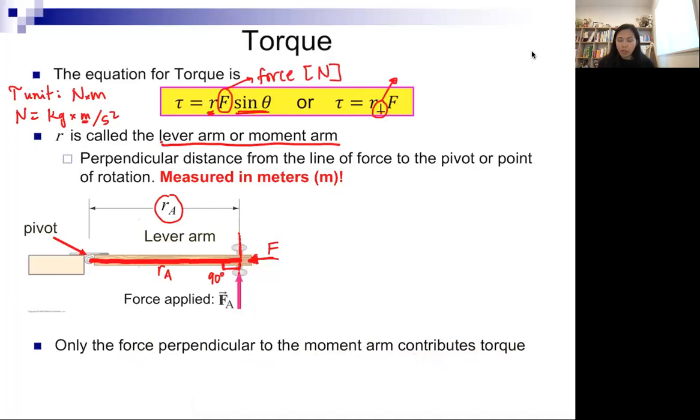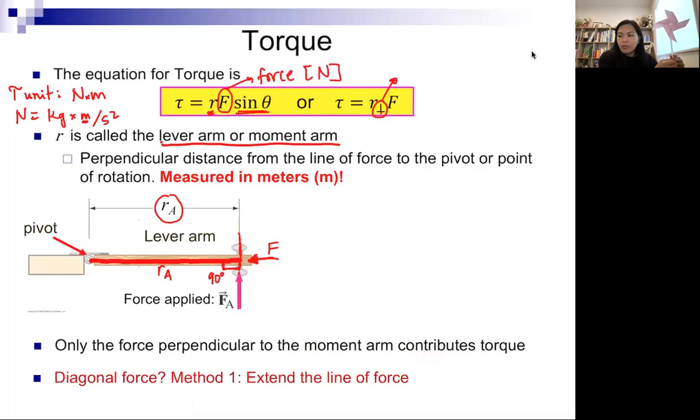Right? Now the question is, what if the force is applied diagonally? Say with the pinwheel demonstration here, instead of pushing vertically downwards, I angle my fingers so that I'm now pushing diagonally on this end of the pinwheel. So how do we deal with forces that are diagonal to the object? How do we find the torque? How do we find the lever arm?